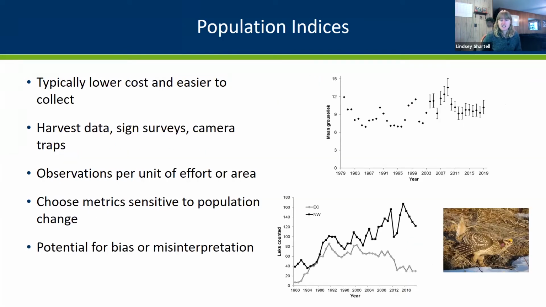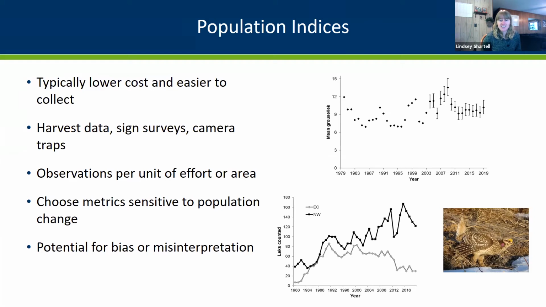Population indices are a good alternative when the population as a whole cannot be estimated. They're typically lower cost and easier to collect. Some examples are harvest data, sign surveys, and camera traps. A common method is to calculate the observations per unit of effort or area. But one must choose a metric that is sensitive to population change, and there's always potential for bias or misinterpretation.